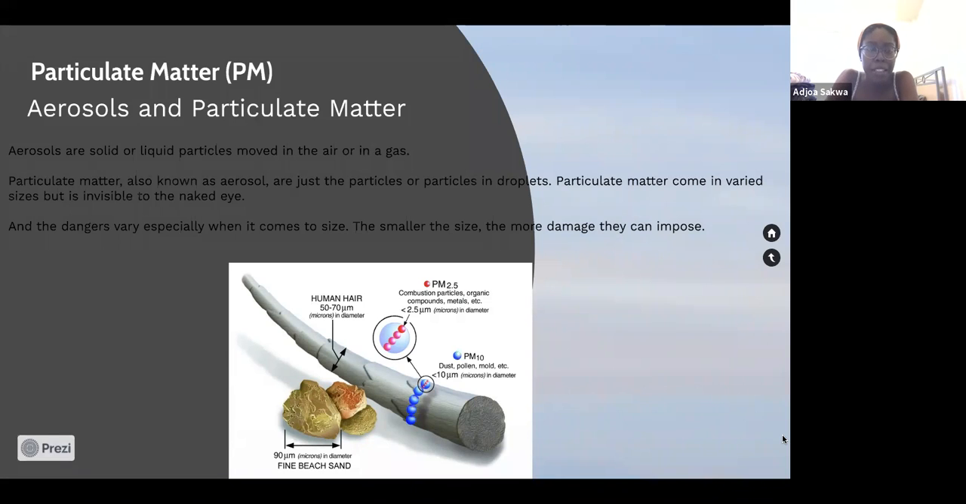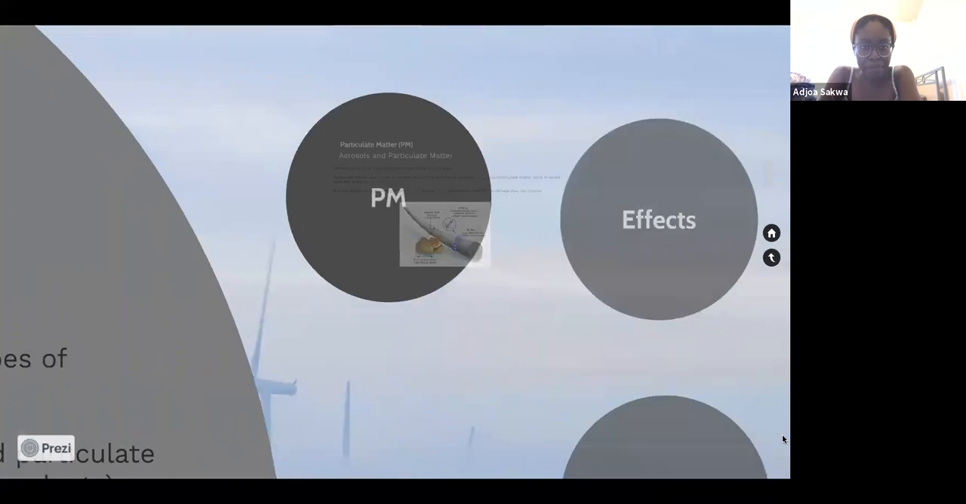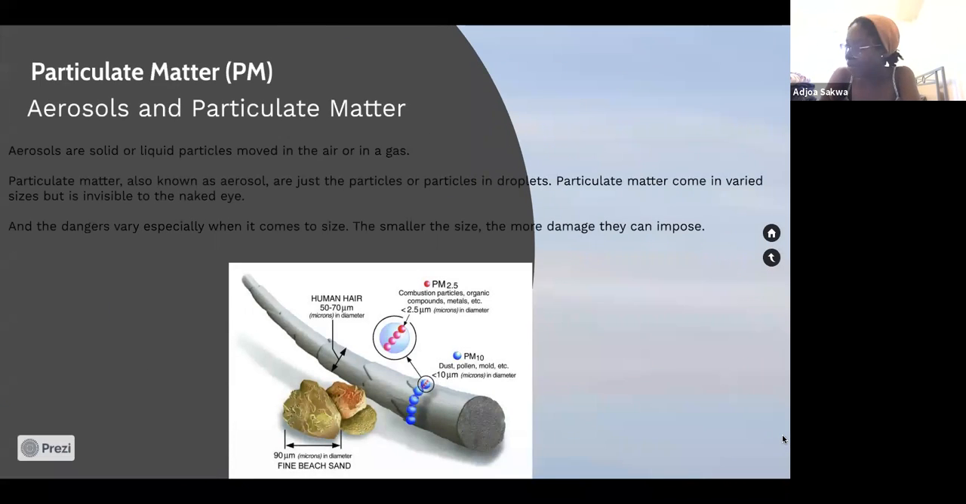They can come from certain activities, from, as you'll see, cooking, household products and stuff like that. They can be as small as, say, dust, pollen, dirt, and they can get as large as, say, fine sand and stuff like that. Next slide.